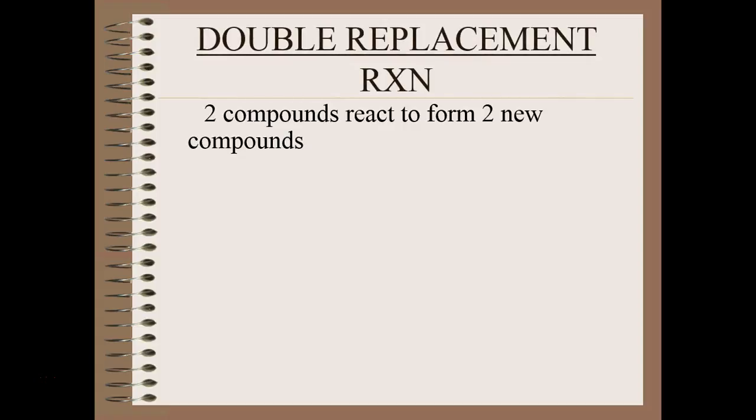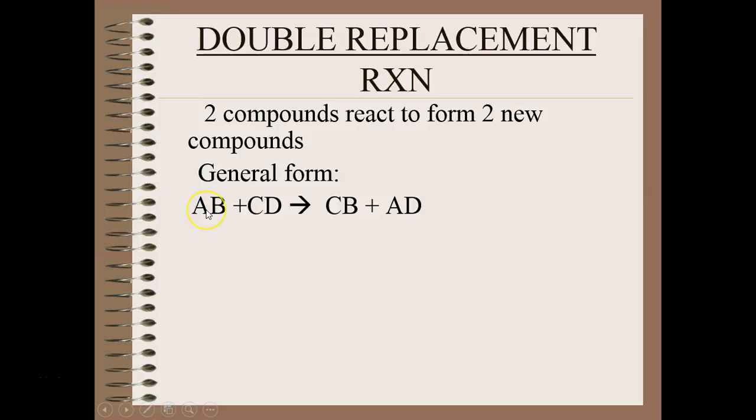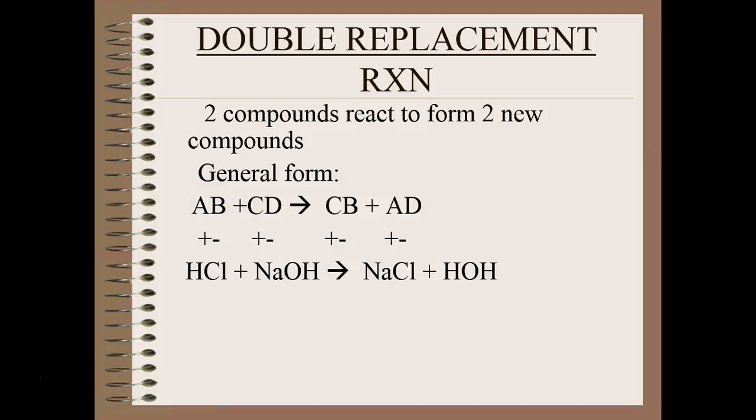A double replacement reaction is where you start out with 2 compounds and then they react with each other to form 2 new compounds. So they basically have one component flip-flop spots. AB plus CD yields CB plus AD. So we started with A, and the A and the C flip-flop spots. So we have HCl plus NaOH yields NaCl plus HOH. And incidentally, this is also an acid-base reaction. So hydrochloric acid plus sodium hydroxide yields table salt and water.